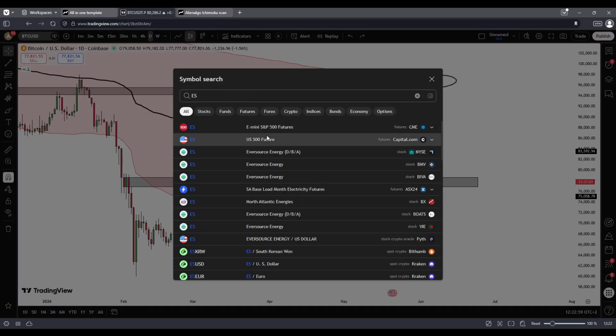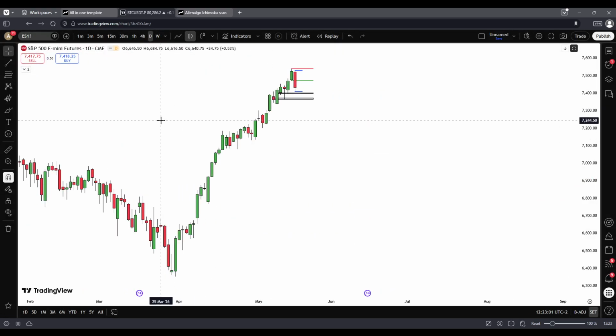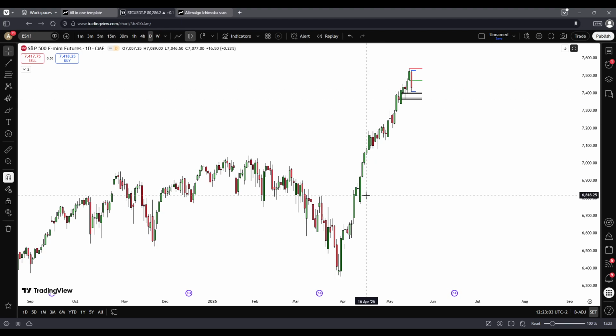And now we'll be going to ES. So for ES, you just quite clearly see how ES has been outperforming Bitcoin by a mile. It's just alt season for stocks.